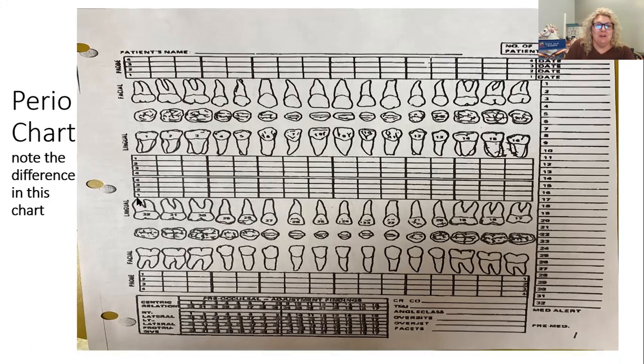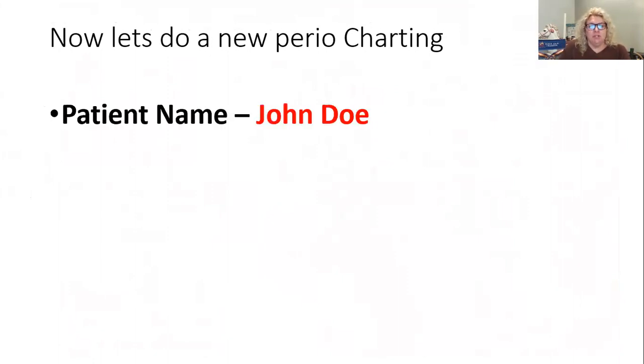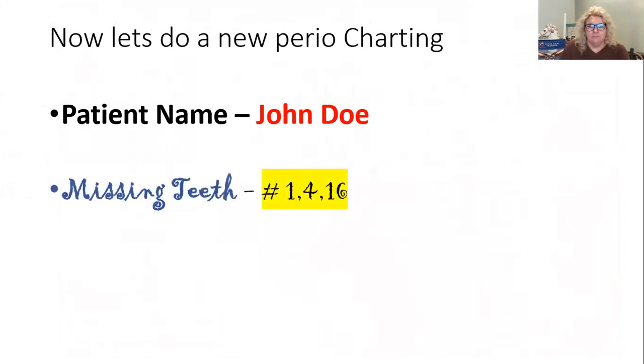Okay, here we go. So now let's do a Perio chart. Everybody ready? Take a deep breath. Here we go. So your patient's name is John Doe. So find an empty chart. Find a new one. John Doe. Mark out the missing teeth: 1, 4, and 16. So I'm going to hold my paper up here. Hopefully you guys can see.